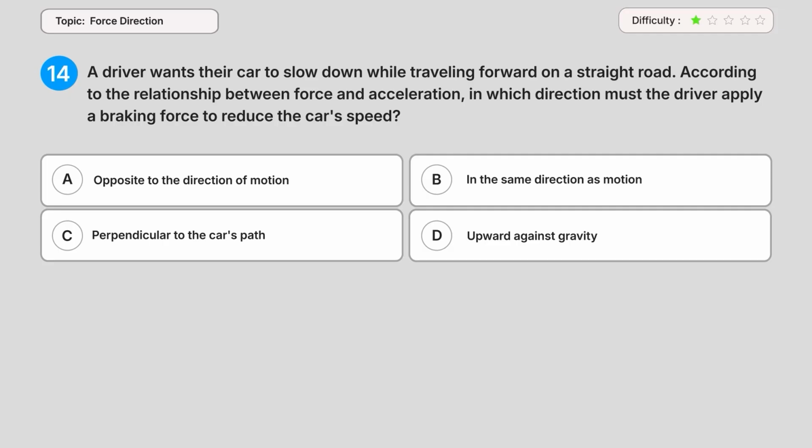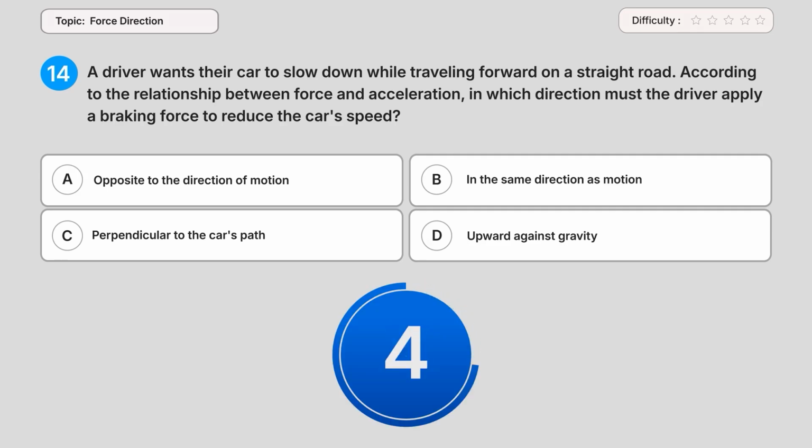B. In the same direction as motion. C. Perpendicular to the car's path. D. Upward against gravity. What do you think is the answer?